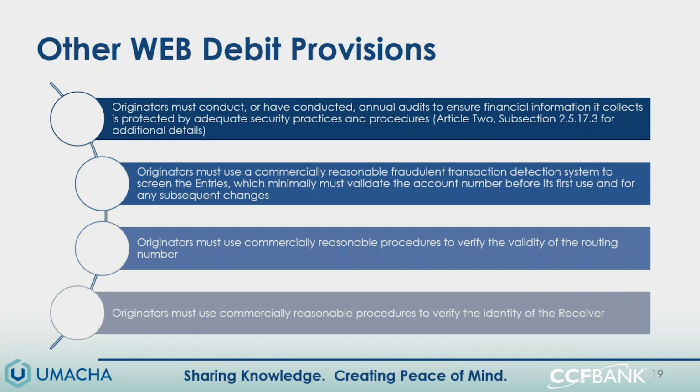Next up, originators need to use some sort of commercially reasonable procedures to verify the validity of that routing number, making sure it's a valid routing number. A lot of times you're using software or systems to help you create these files that likely have that built in regardless of the standard entry class code, but it is a requirement on web debits.